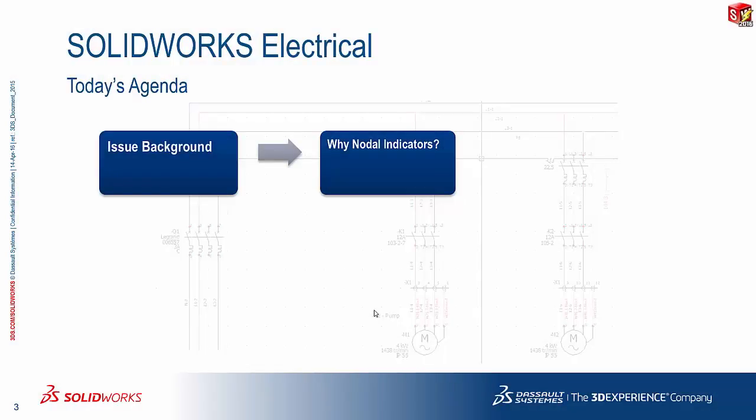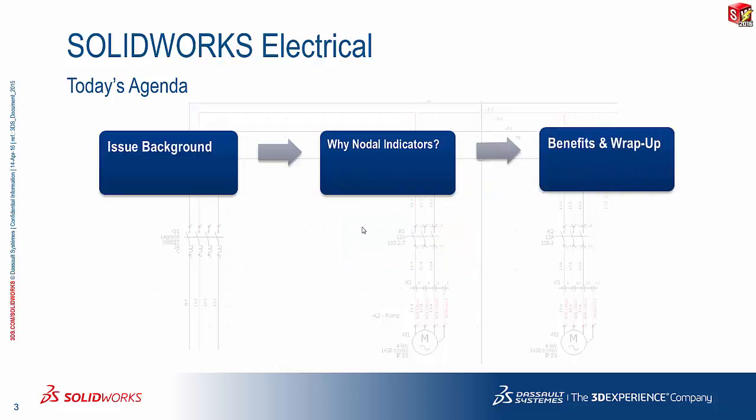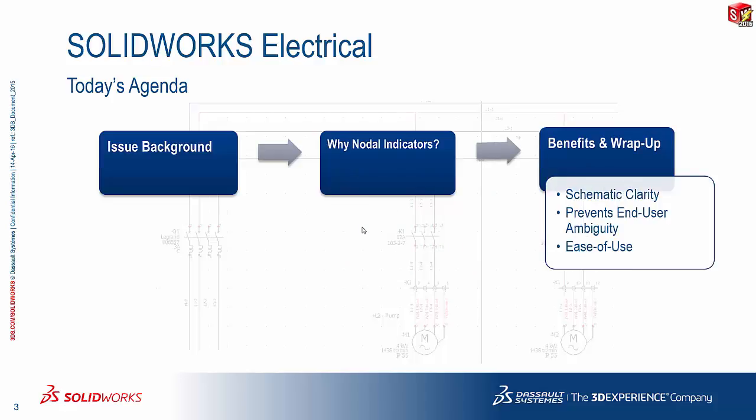So, quick recap. Why nodal indicators? Well, quite obviously, there are very straightforward benefits to it. You get a very clear visual indication of what happens. It ensures that the ease of understanding is straightforward. It also makes it very easy to edit. And at the end of the day, which is what we want, it removes the ambiguity of the wire and cable orders. And this is exactly what we want because it brings us to the next stage, which is the benefit. The benefit is, of course, it reduces the ambiguity.